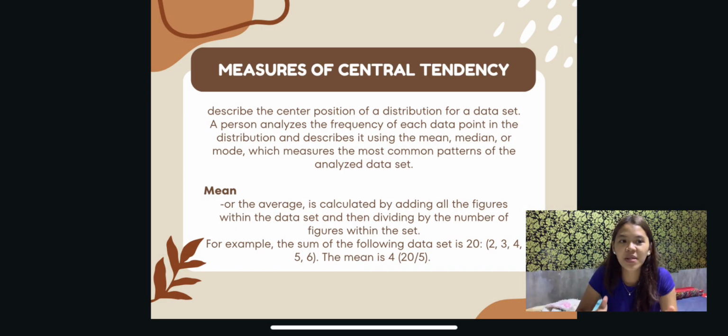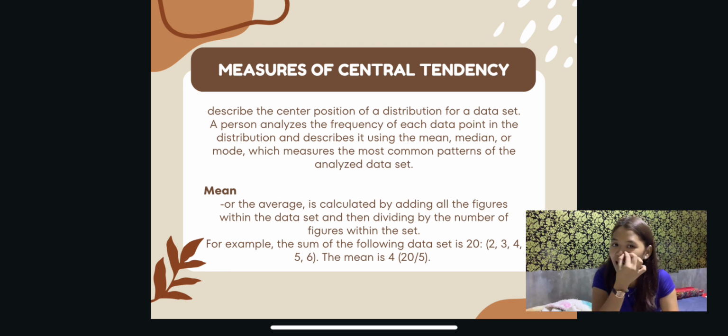So, in descriptive statistics, we measure in three different ways. The first is the measure of central tendency. This measure describes the center position of a distribution for a data set. A person analyzes the frequency of each data point in the distribution and describes it using the mean, median, or mode, which measures the most common patterns of the analyzed data set.